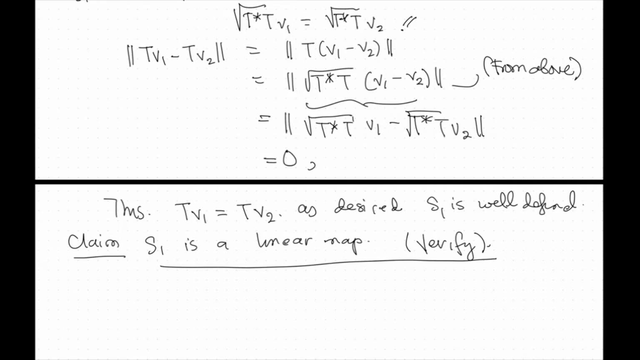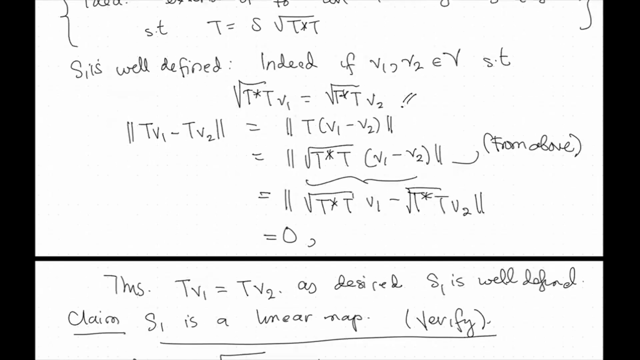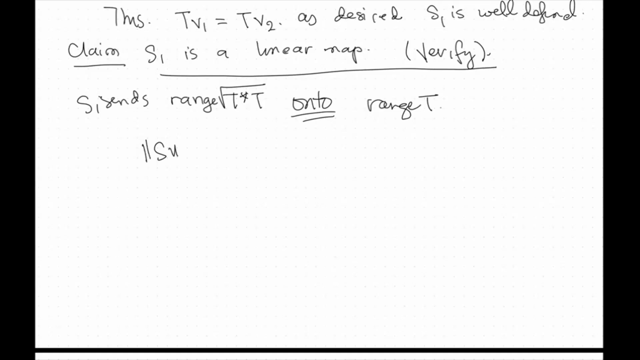So here, S1 sends the range of the square root of T star T onto the range of T. So from our above results, this will imply that the magnitude of S1 U is equal to the magnitude of U for all U in the range of the square root of T star T.